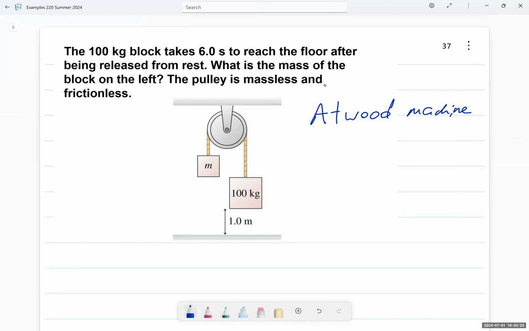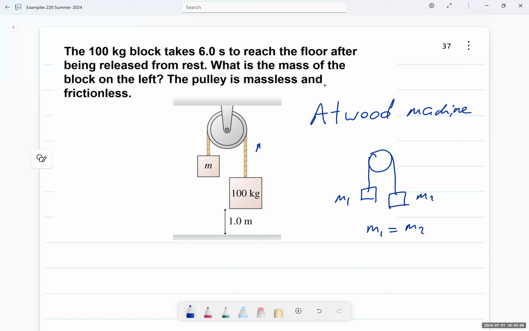So Atwood machine. And generally what you have here is two blocks like this connected. So let's take this to be M1, take this to be M2. If M1 is equal to M2, then your system will be in equilibrium. It's not going to move. You're going to basically have your system being at rest. But as soon as you have one of them much heavier than the other one, then the system accelerates.